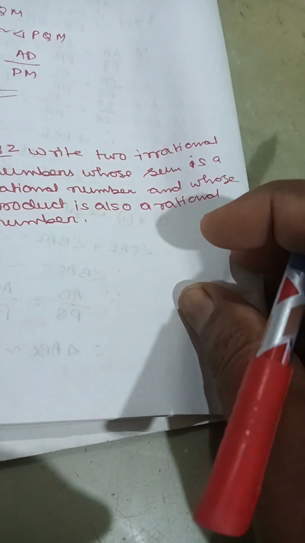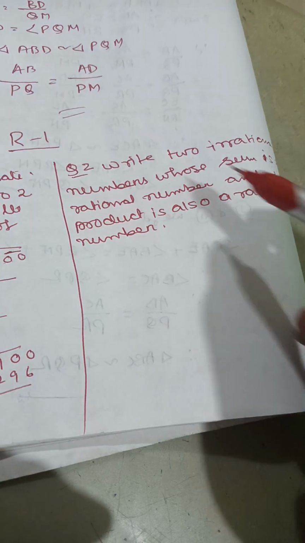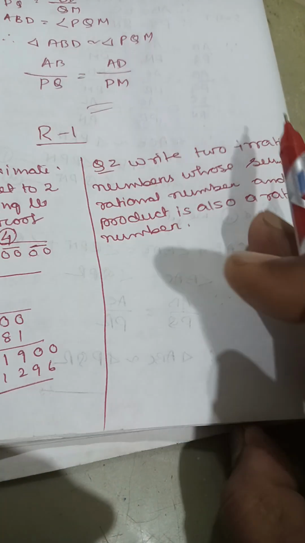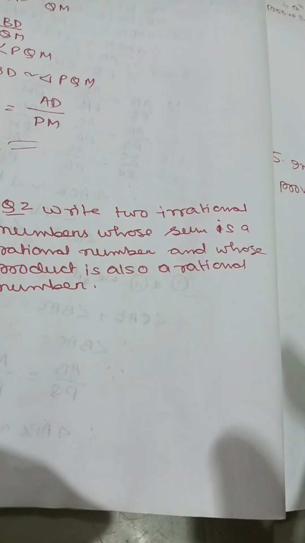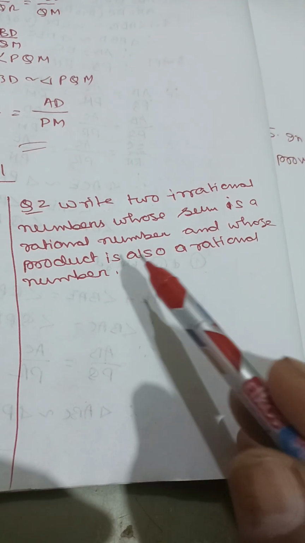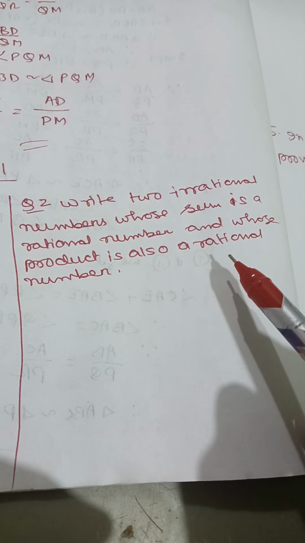Second question of same chapter exercise, and that is revisional exercise class 9. Question is: write two irrational numbers whose sum is a rational number and whose product is also a rational number.